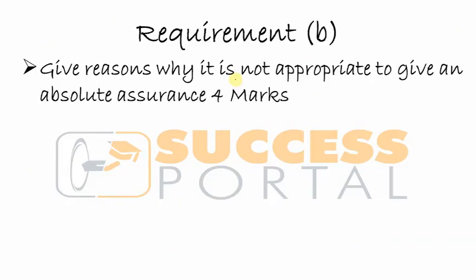Going to the second one, give reasons why it is not appropriate to give an absolute assurance. We said that we can never give 100% assurance. Why can't we give 100% assurance? For 4 marks, we basically have to generate at least 4 points. The first one is lack of precision of the subject matter.